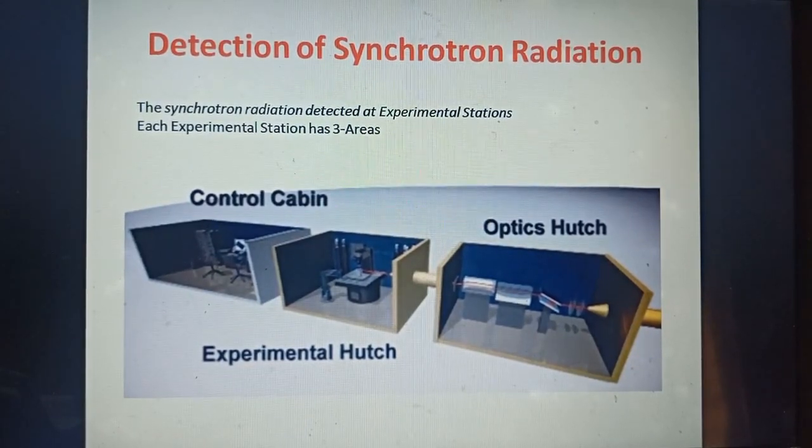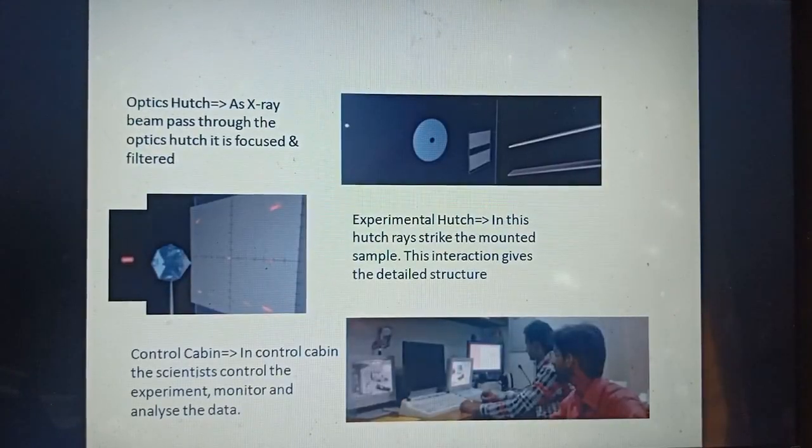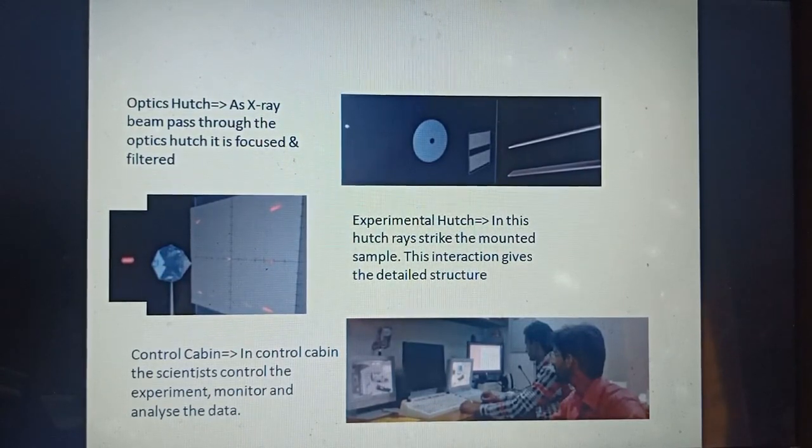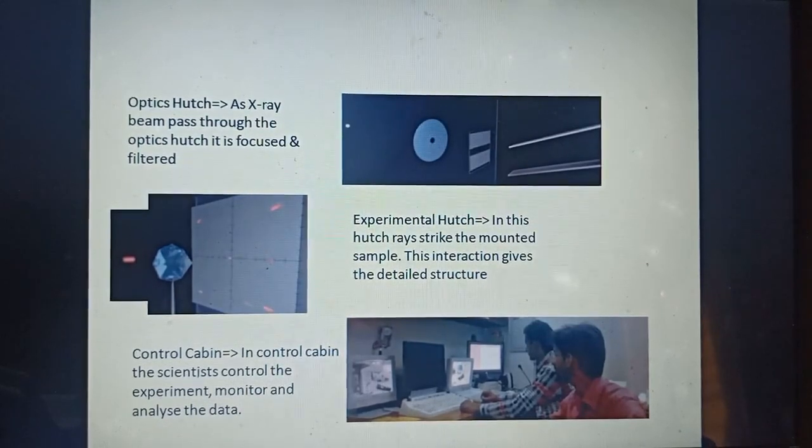Each experimental station has three areas: control cabin, experimental hutch, and optics hutch. Optics hutch: as the X-ray beam passes through the optics hutch, it is focused and filtered. Experimental hutch: in this hutch, rays strike the mounted sample. This interaction gives the detailed structure of the sample. Control cabin: in the control cabin, the scientist controls the experiment, monitors and analyzes the data which is given by the experimental hutch.